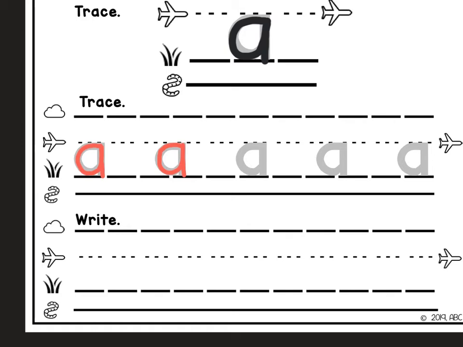Okay, start at the plain line, curve around, down to the grass line, back up to the plain line, and straight down. Okay, start at the plain line, curve around, down to the grass line, back up to the plain line, and down. Okay, plain line, curve around, go down to the grass line.